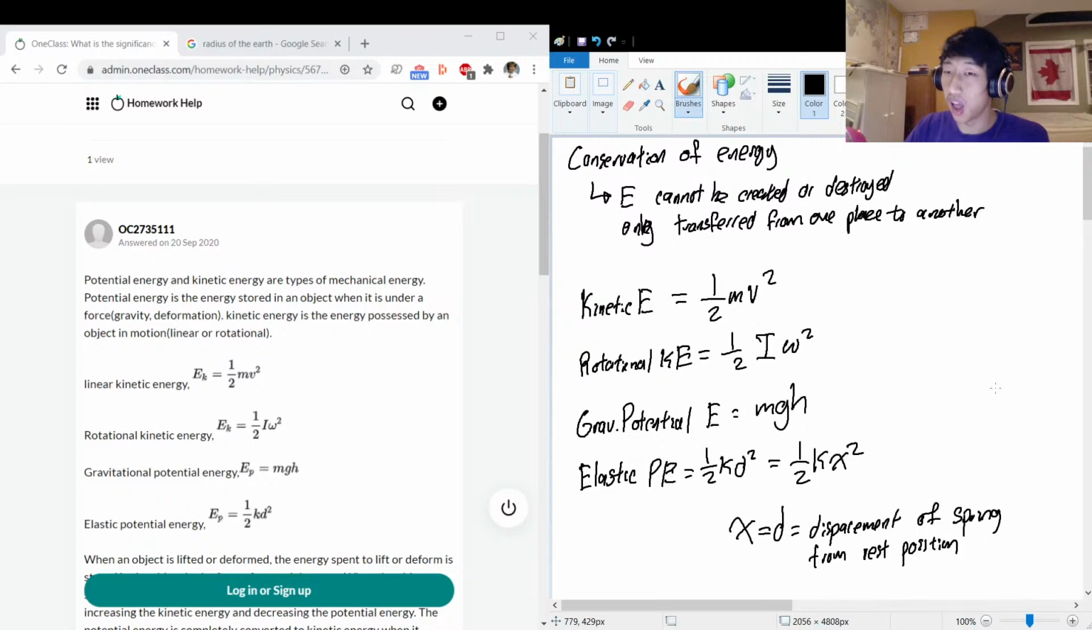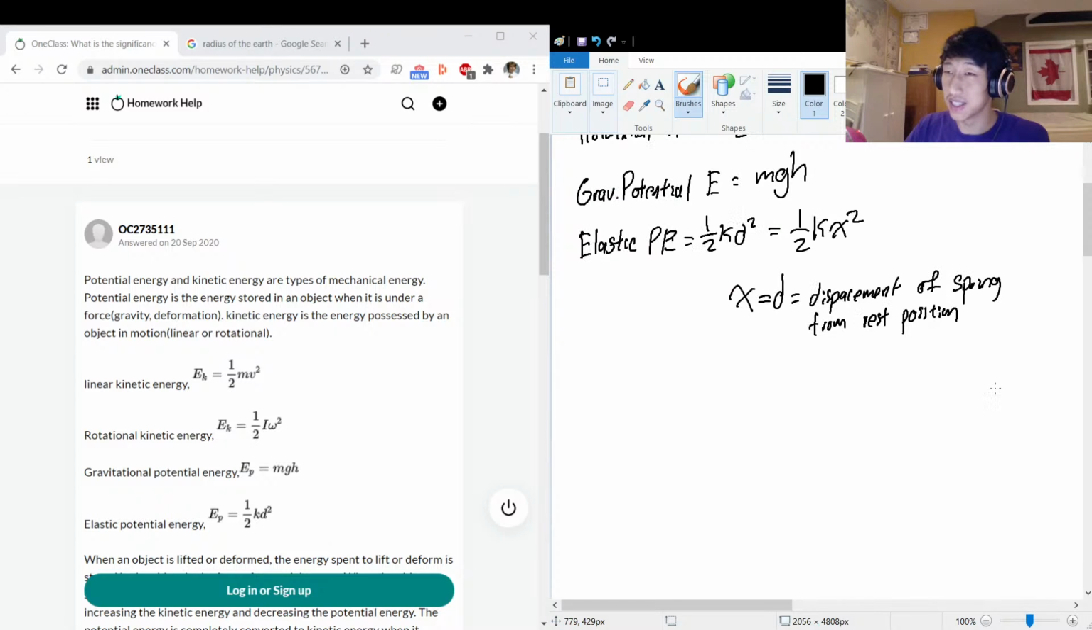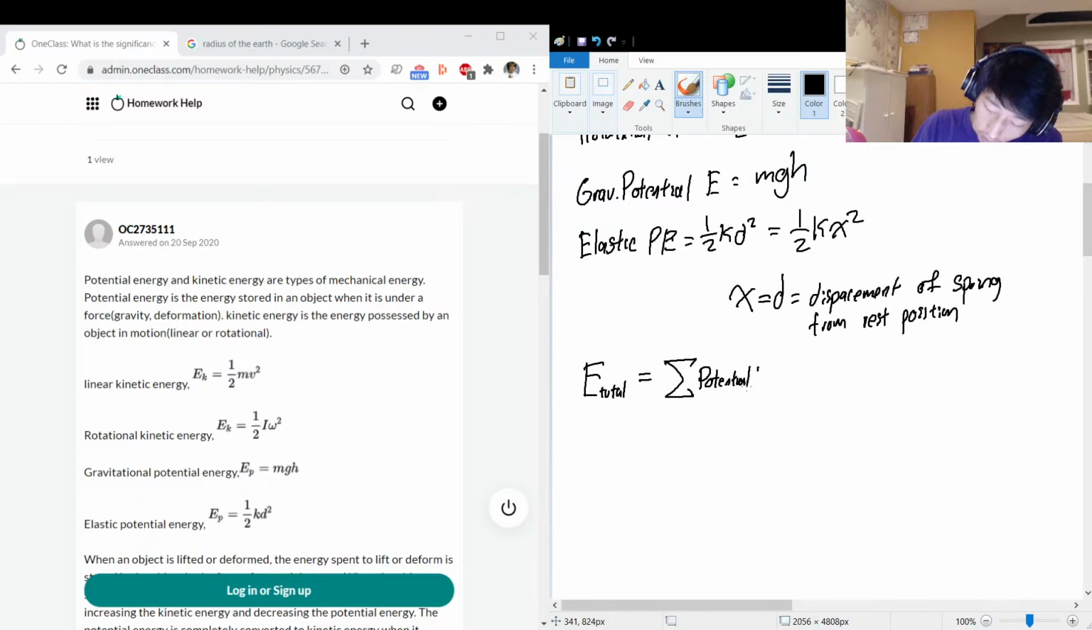Okay, so kinetic energy and potential energy are extremely related to each other because the sum of both of them is always going to be the same. So E total is typically going to be equal to the sum of potential E plus the sum of kinetic E, and this equation is always true.